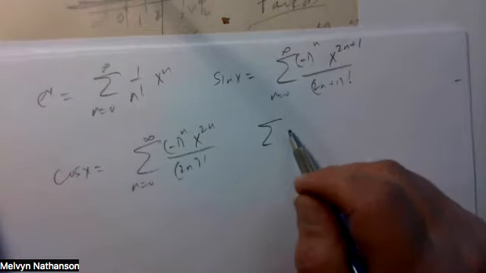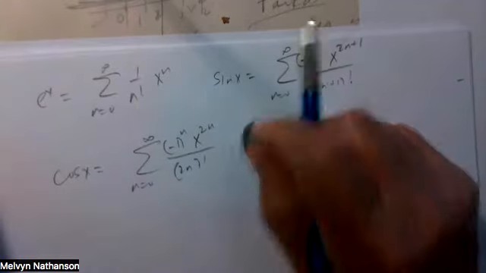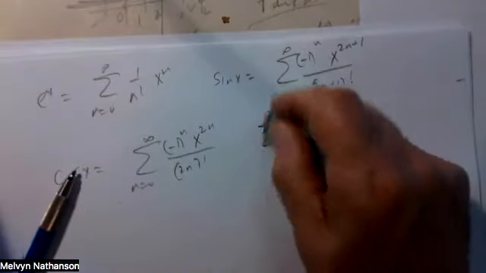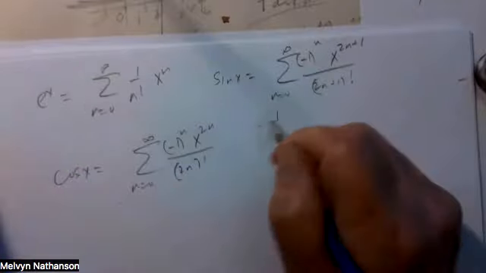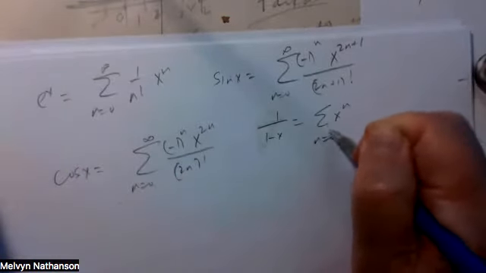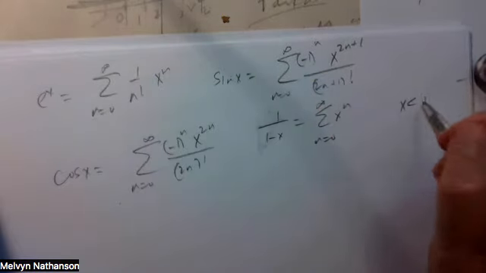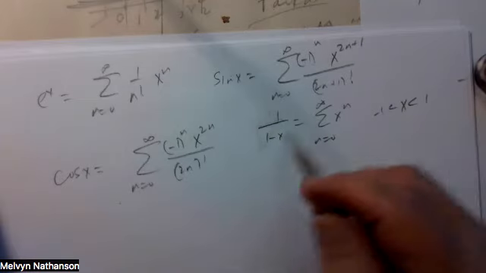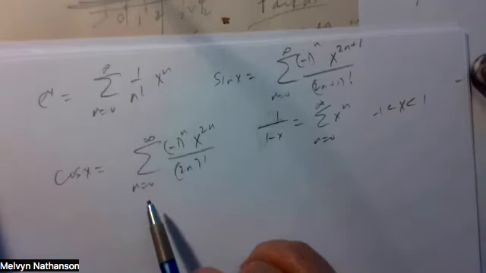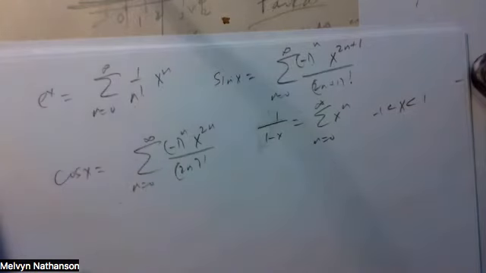The geometric series, one over one minus x, is summation x to the n, n goes from 0 to infinity. But this is only good for x between minus 1 and plus 1. So these four power series you need to know and be able to recognize.